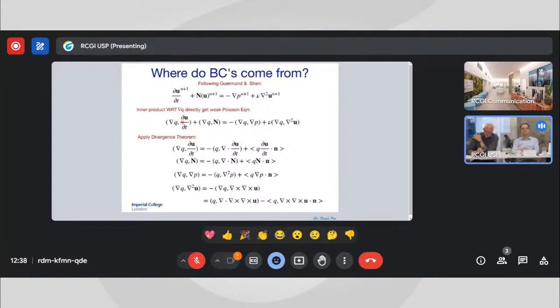I can take this first term here, which is the gradient of Q times the du dt term. That's a vector quantity. That's mathematically equivalent to minus Q, so there's no gradient on that, times the divergence of the d hat du dt term, plus something on the boundary, Q times du dt dot n. Remember, these angle brackets just mean the integration on the boundary surface. So that's this first term.